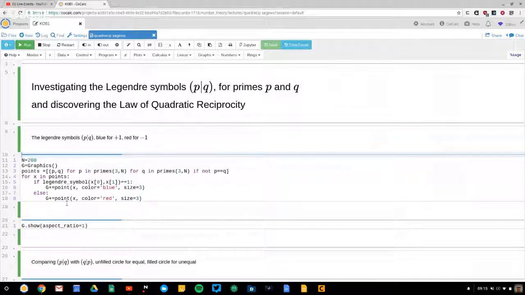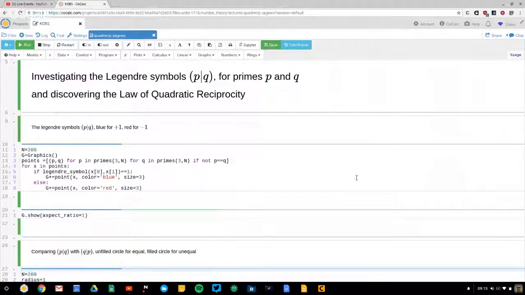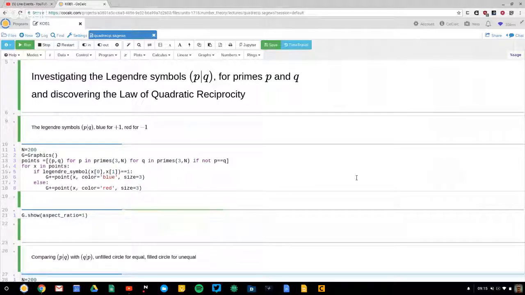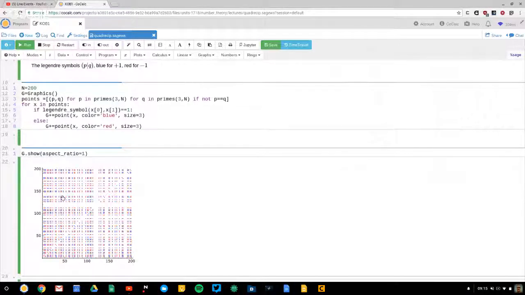So blue for when the Legendre symbol is +1. Otherwise, else, by implication, the Legendre symbol will be -1. If it isn't +1, it has to be -1. So we'll plot at that point x a red dot. So this will allow us to quickly visualize what's going on with the Legendre symbols (p/q). The for loop runs pretty quickly. The slow bit is just generating the plot, just constructing the image. And I'll expand that out a bit just to look at.